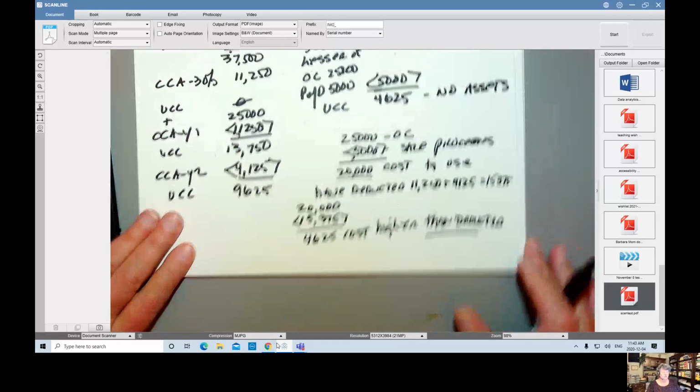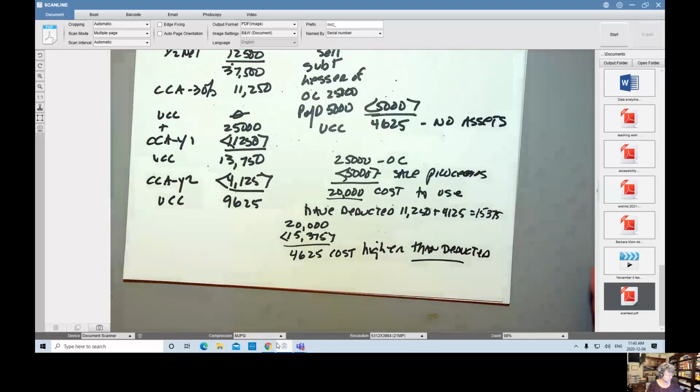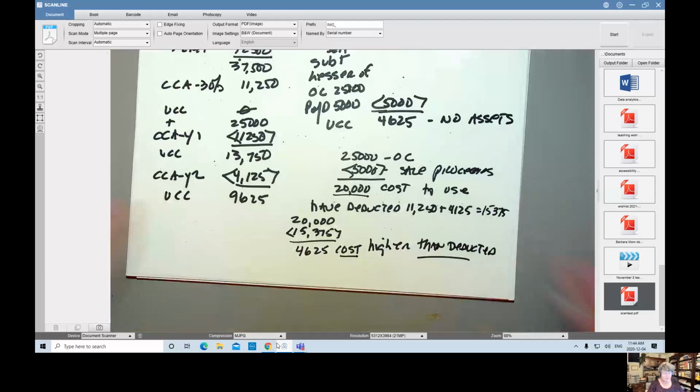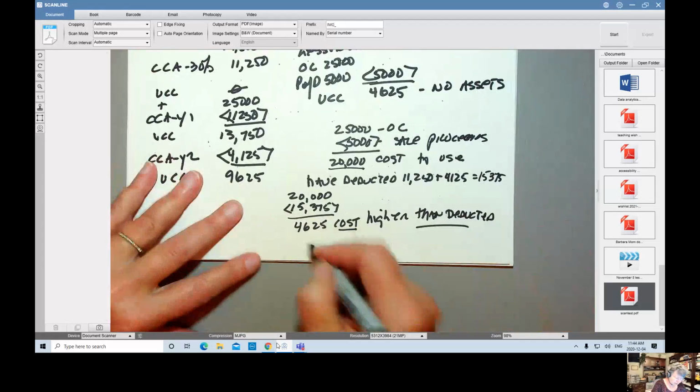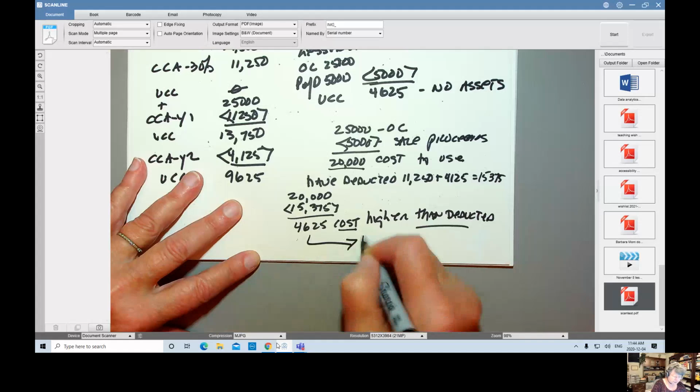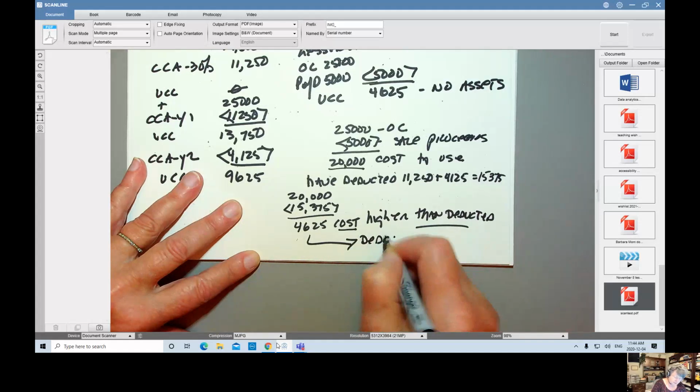Okay, so again, CCA, depreciation, all those things are cost allocations. Well, I didn't allocate enough cost. It cost me more than I've actually allocated, so I fix it. The 4,625 is a terminal loss. So I deduct the loss.